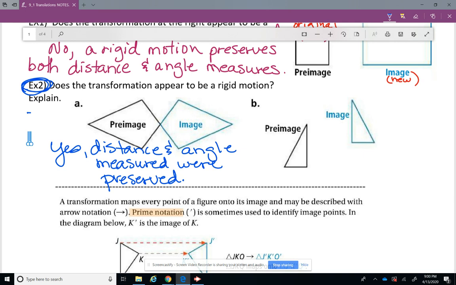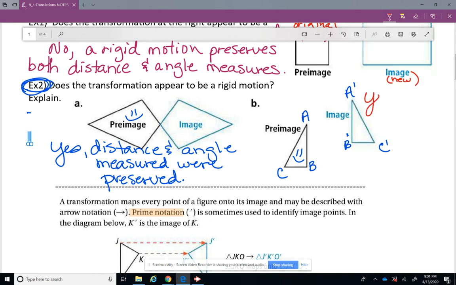All right, let's look at B. This is still a got it problem. The pre-image is the original. I'm going to put a smiley face in the original ones. The image is a copy. So let's look at it. This is A. This is A prime. This is B. This is B prime. Let's look at the distance. The distance looks the same. We can even add a C here and call it C prime. So what do you think? Does the transformation appear to be a rigid motion?